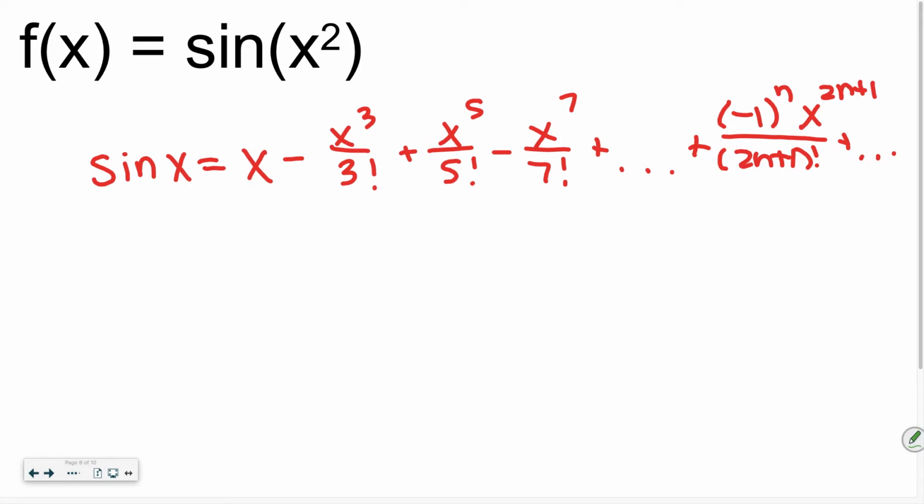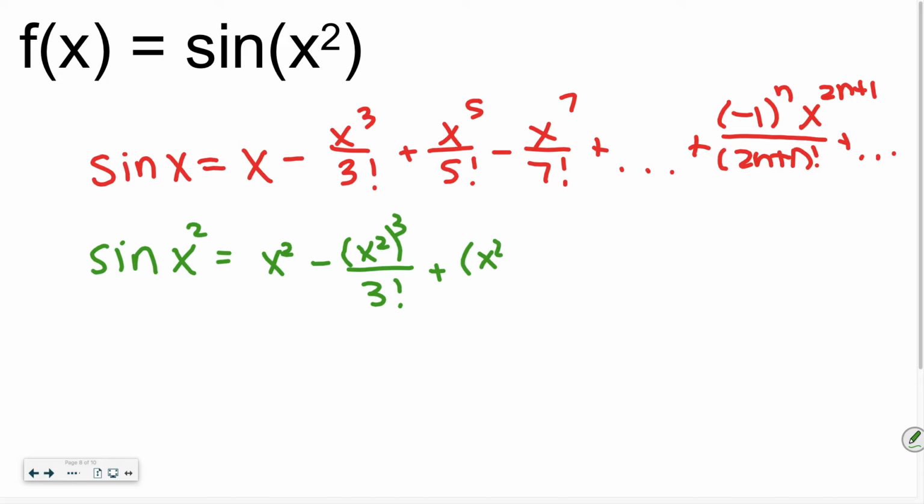So if I wanted the sine of x squared, we're going to take all of these x's and replace them with x squared. Or we can just generalize.